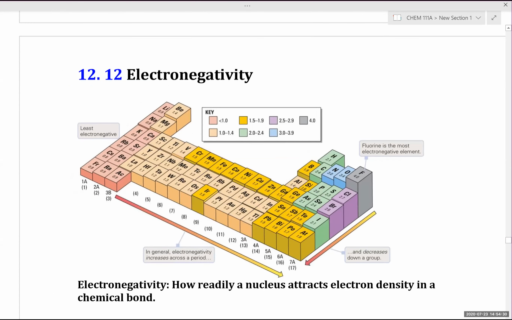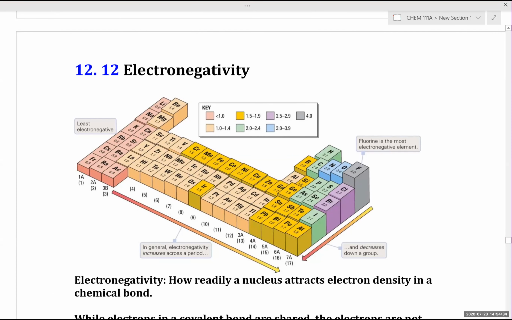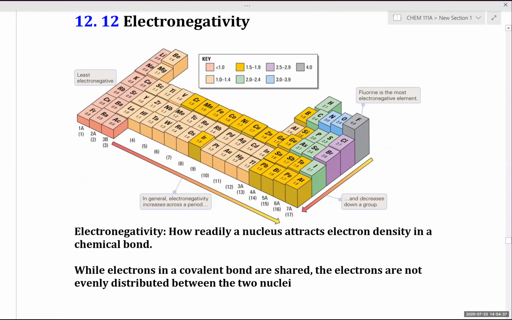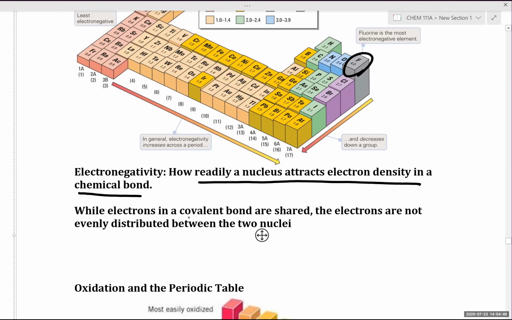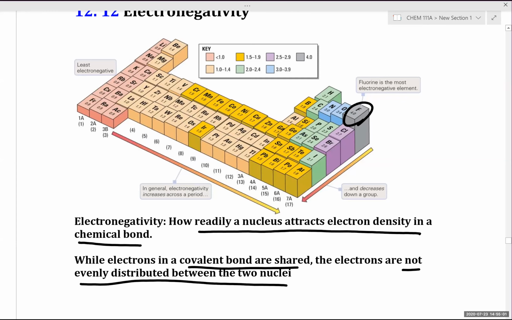Let's talk a little bit about electronegativity and bond polarity. As a review, fluorine's the king of electronegativity, and electronegativity describes how readily a nucleus attracts electron density in a chemical bond. While electrons in a covalent bond are shared, the electrons certainly are not evenly distributed between the two atoms.